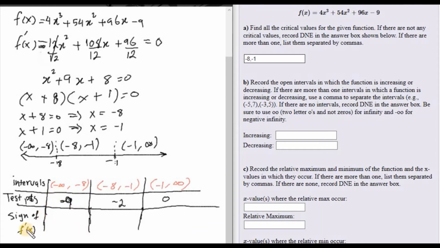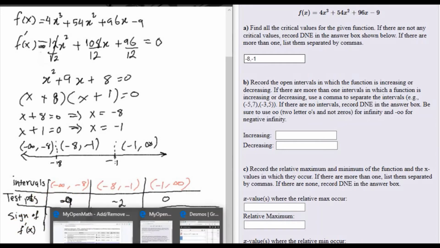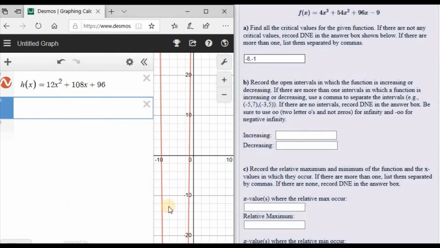Then to determine the sign of the derivative, I'm going to use Desmos because it's more convenient for me. So what I did here on Desmos is I typed the derivative function. I called it h of x. I'm going to find the value of h of x at each of these testing points. So h of -9, to find the value of the derivative at -9, which is the first testing point.